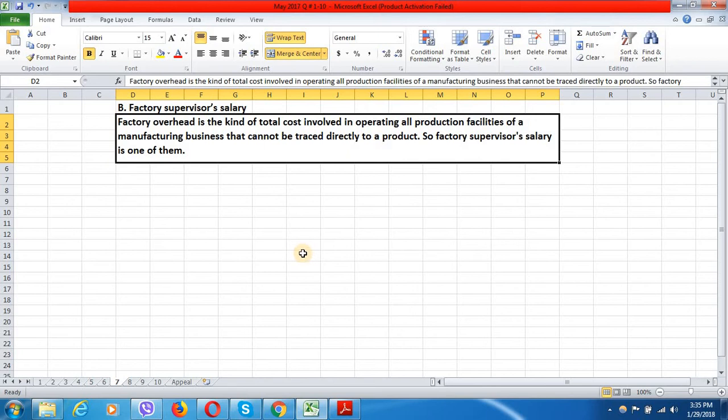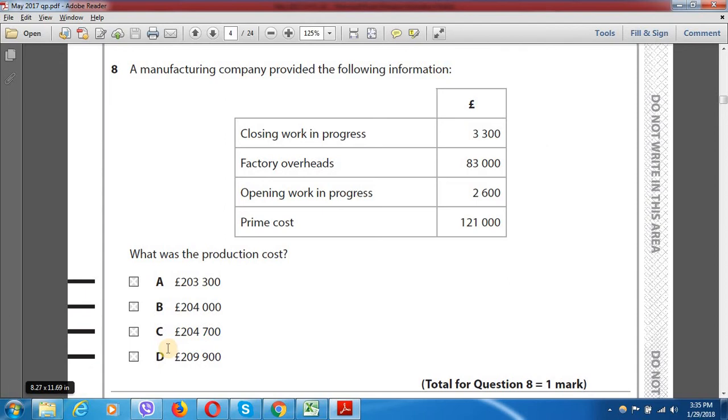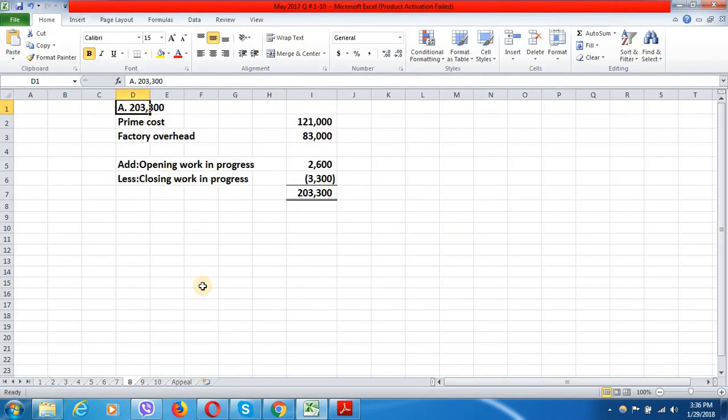Clear? Next, number 8. A manufacturing company provided the following information: closing work in progress £3,300, factory overheads £83,000, opening work in progress £2,600, prime cost £121,000. What was the production cost? Option A. £203,300. B. £204,000. C. £204,700. D. £209,900. The answer of this question is A. £203,300. How did we get this value?